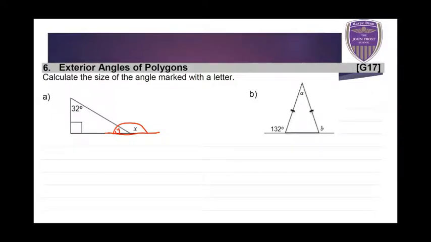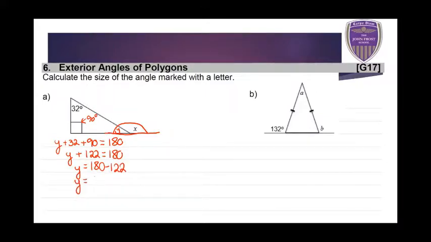Well, all angles in a triangle add up to 180 degrees. So y plus 32, we've got our right angle triangle here as well, plus 90 equals 180 degrees. So y plus 122 is equal to 180. So y equals 180 take away 122. So y is equal to 58 degrees.